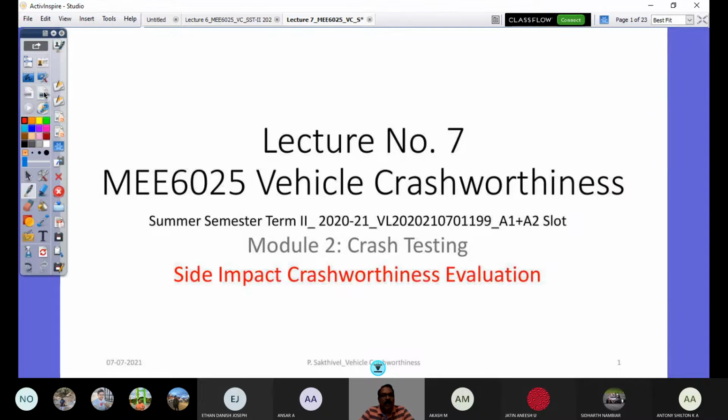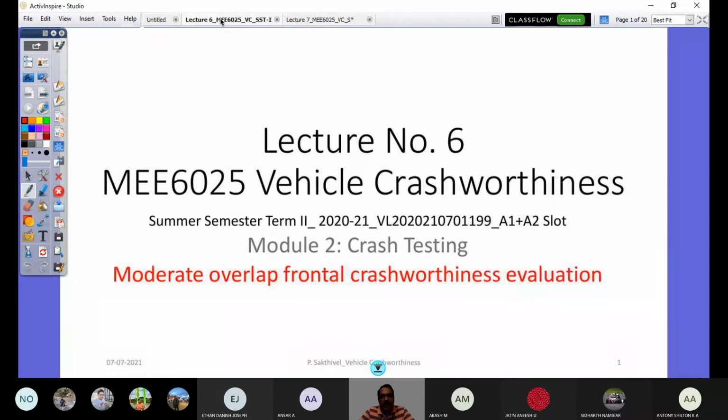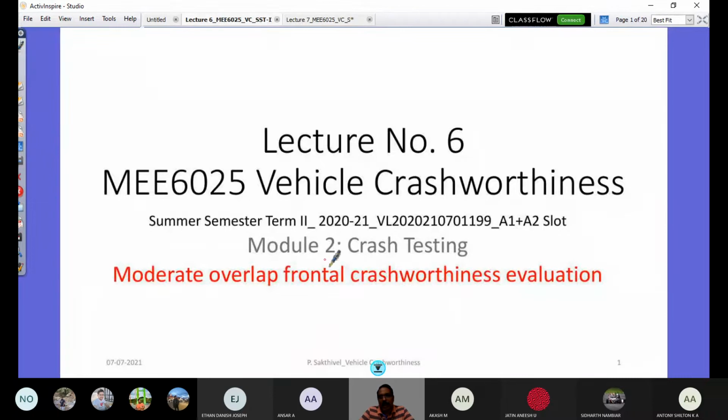Like in the morning, we have seen the offset crash test. In the morning, we have seen the moderate overlap frontal crashworthiness evaluation. Moderate overlap refers to a 40% overlap of the test vehicle with the deformable frontal barrier, which you have witnessed. Why such a test is carried out is because when two vehicles collide head on with some small moderate offset, what would happen is what we test.